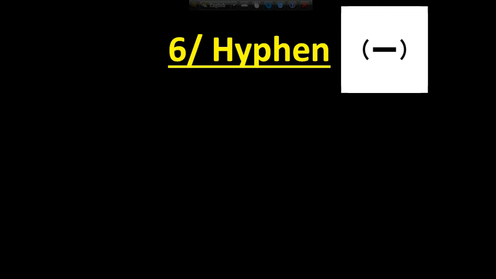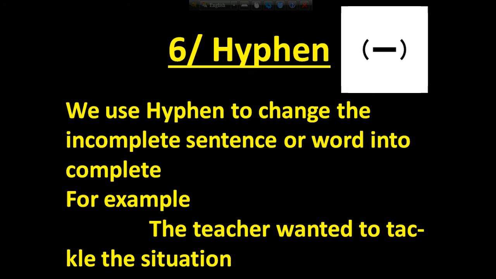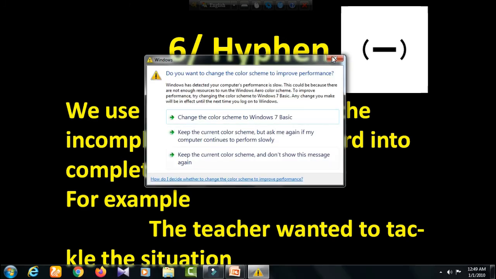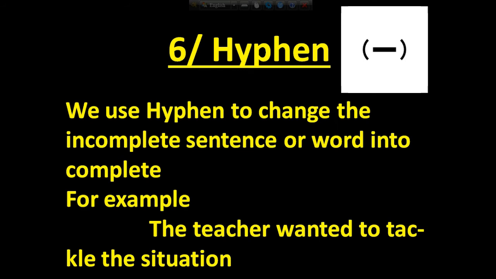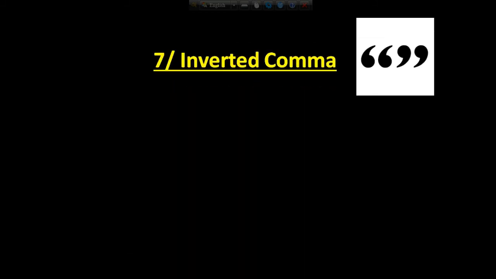Now number 6 will be hyphen. We use a hyphen to change an incomplete sentence or word into a complete one. Is it clear? For example, you are writing some sentences, but you have reached the end of your khata or the margin. So what will you do? Look at the example: "Here the teacher wanted to tackle." I want to write "tackle," but there is no space, so I have used a hyphen: tack-hyphen-kle, that means tackle the situation. So when you do not find any space to write a complete word, then you have to use a hyphen.